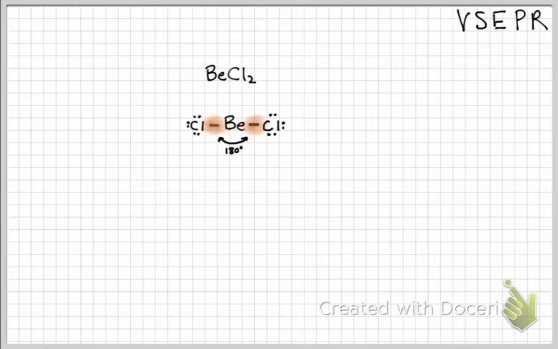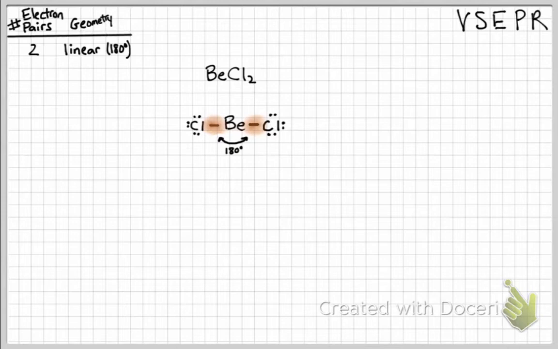And in fact, it's the right structure. And in all cases in which you have 2 electron pairs around the central atom, the geometry of those electron pairs will be in this linear arrangement with 180 degrees distance between the electron pairs.